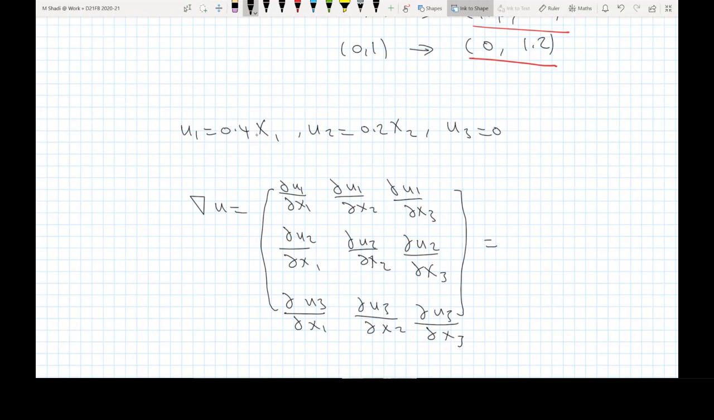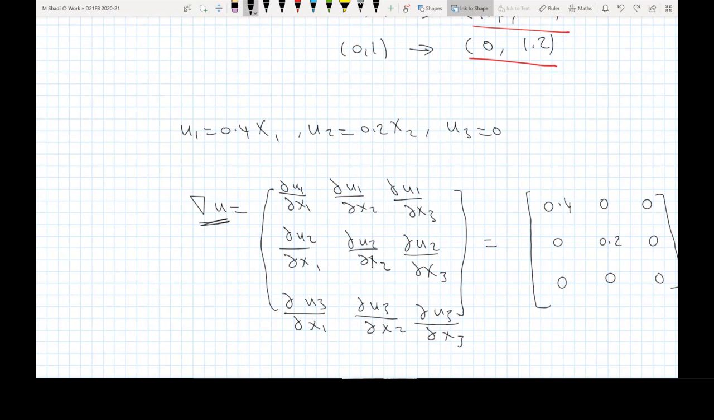The derivative of u1 with respect to x1 is 0.4. The derivative of u1 with respect to x2: there is no x2 in there, so it's going to be 0. The derivative of u1 with respect to x3 is 0 again. If you look into the second component, 0.2 x2 differentiated with respect to x1 is 0, and differentiated with respect to x2 is 0.2. And then you have 0. And if you look into u3, this is 0, 0, and 0. So this is the displacement gradient tensor.